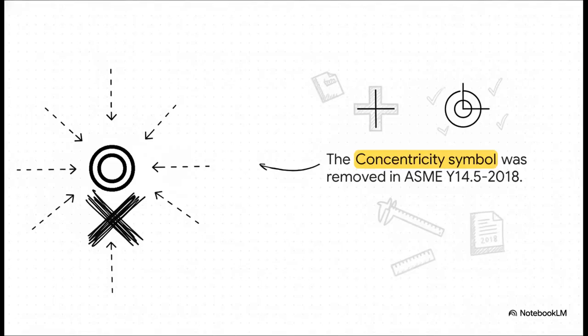A perfect example of an outdated practice that causes endless headaches is the concentricity symbol. It controlled opposing median points, which basically made it notoriously hard to measure and incredibly expensive to inspect. Because you were trying to find an invisible midpoint floating in space, it just caused massive confusion. Because of this, it was actually officially removed in the ASME Y14.5 2018 standard. Seriously, just stick to position or runout.